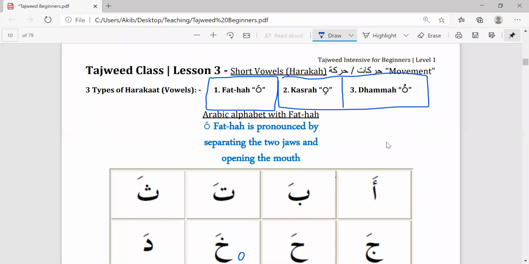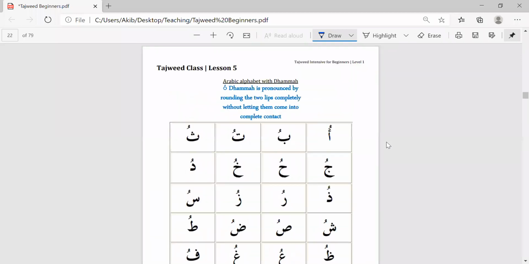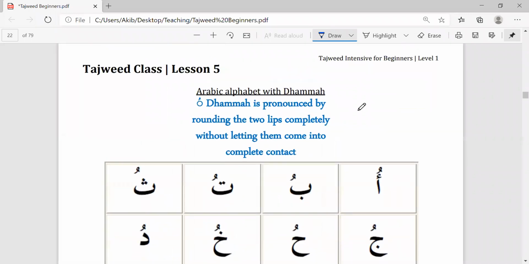Now the dhamma looks like this. It's kind of like a sideways wow, actually. It's going to be on top of the letter. So fatha is on top, kasra is on bottom, dhamma will also be on top. Now the dhamma, whenever it's on top of a letter, is going to give it an oo sound. Okay, oo sound.